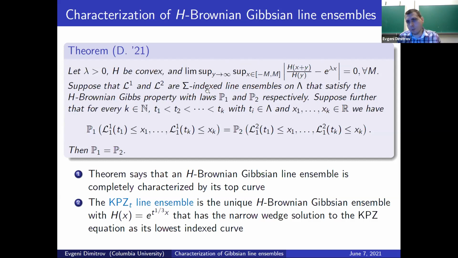So again, in plain words, what the theorem says is that an H Brownian Gibbsian line ensemble is completely characterized by its top curve distribution. Specifically, it pinpoints the KPZ line ensemble as the unique Gibbsian line ensemble with this interaction Hamiltonian that has the narrow wedge solution to the KPZ equation. Okay, so these are the two results. Again, I'll pause to see if there's any questions.